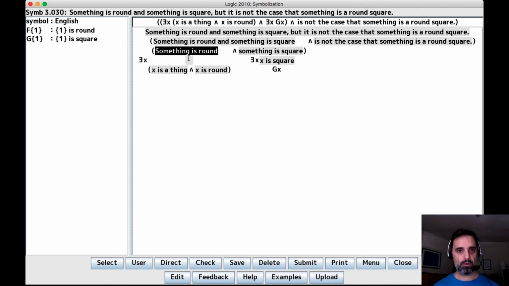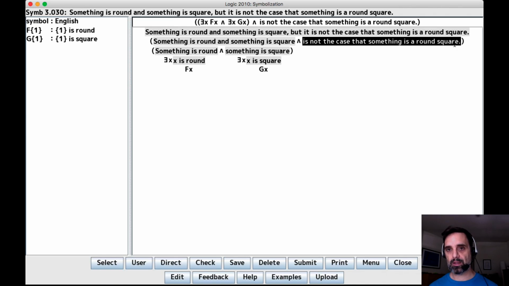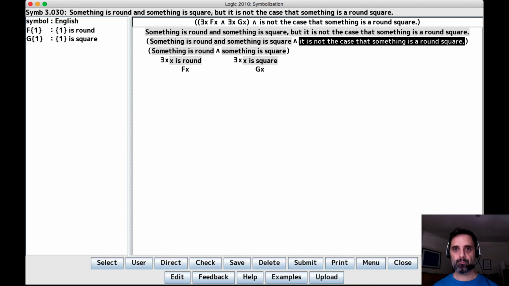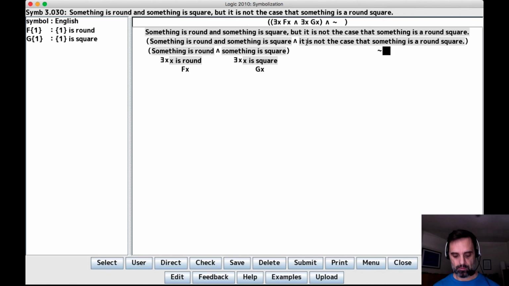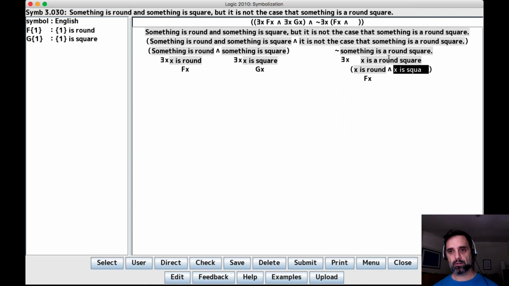So over here, instead of this conjunction, we'll have x is round, and that's atomic fx. So now we go over here and we say it is not the case that something is a round square. So, oh, there should be an it there at the beginning, I suppose. So that's a negation, and it's a negation of something is a round square. Something is a round square, that's an existential, and it's x is a round square. So x is a round square is a conjunction of x is round and x is square.